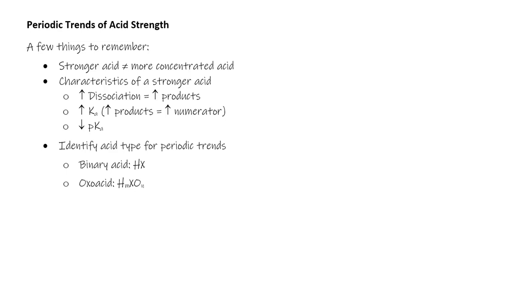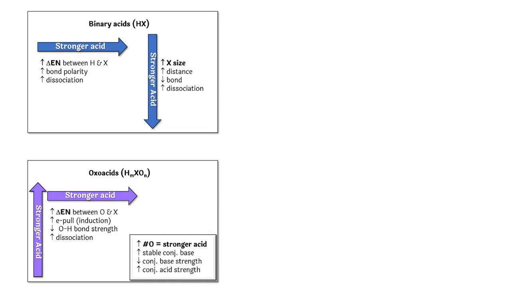The next thing we need to do is identify the type of acid, binary or oxo. This is really important, mainly because of how electronegativity is related to acid strength. Again, a binary acid has hydrogen and one other element. An oxoacid has hydrogen, oxygen, and another element. The periodic trends are shown in these diagrams.